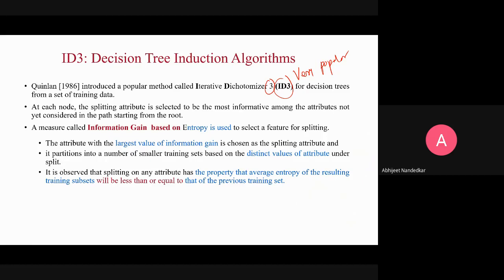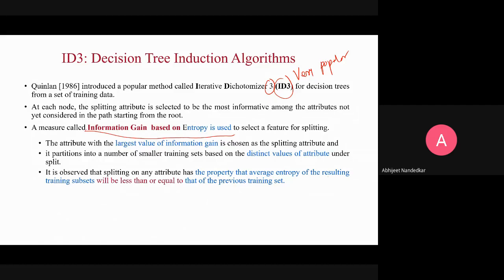A measure called information gain based on entropy is used here to select the feature for splitting. The attribute with the largest value of information gain is chosen as the splitting attribute, and it partitions the training set into a number of smaller training sets based on the distinct values of the attribute. It is observed that splitting on any attribute has the property that the average entropy of the resulting training subsets will be less than or equal to that of the previous training set.